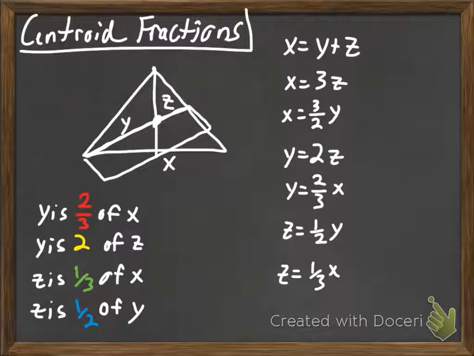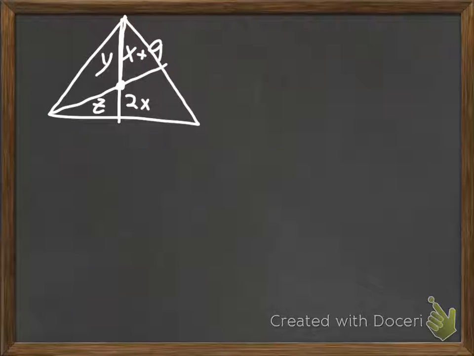So I look back, and I have two choices. I can either choose this one, or I can choose this one. It doesn't really matter, but I would like to choose this one here because there's no fractions. I don't like messing with fractions just as much as you don't unless it turns out nice. So we're going to use this. y equals 2 times z.